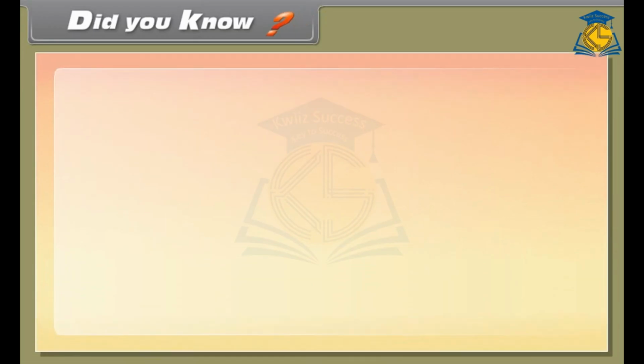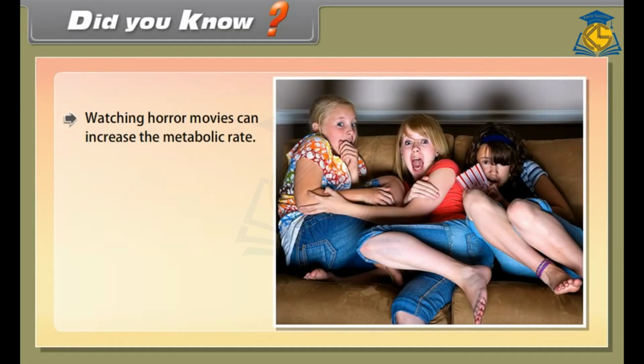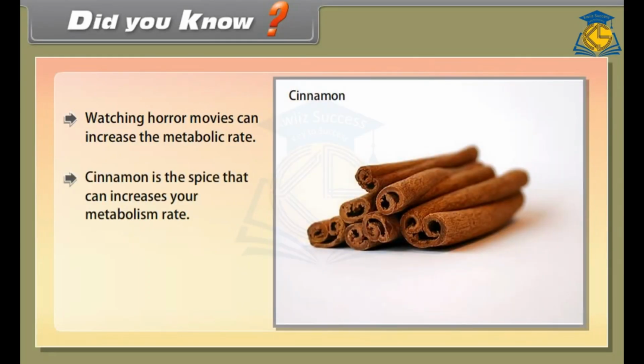Did you know? Watching horror movies can increase the metabolic rate. Cinnamon is a spice that can increase your metabolism rate. If you skip meals, it can slow down your metabolism.